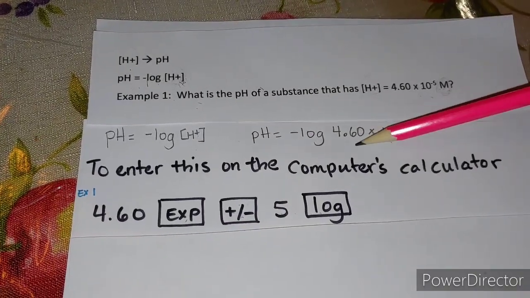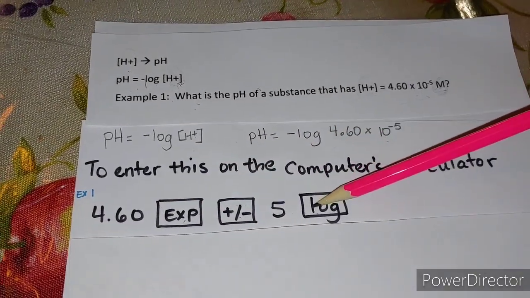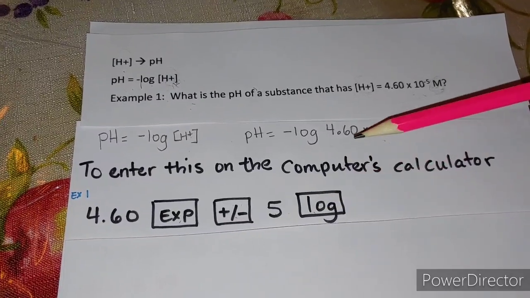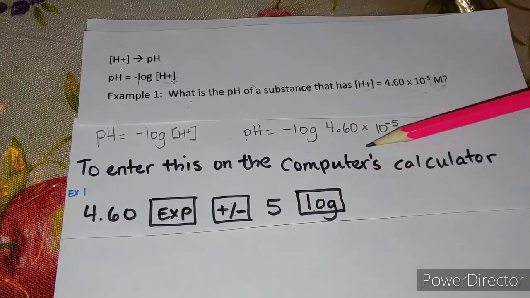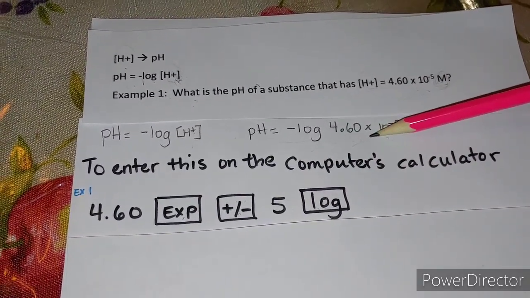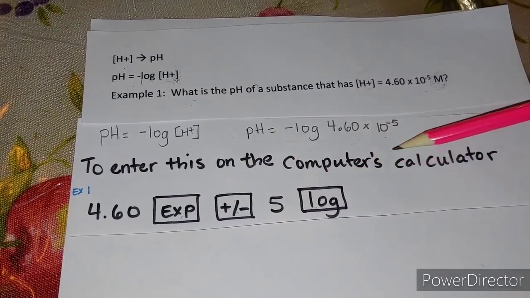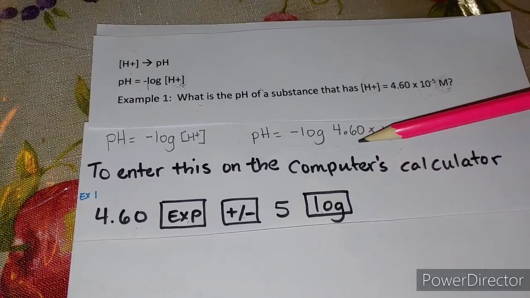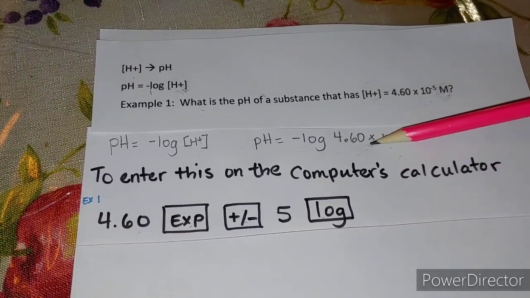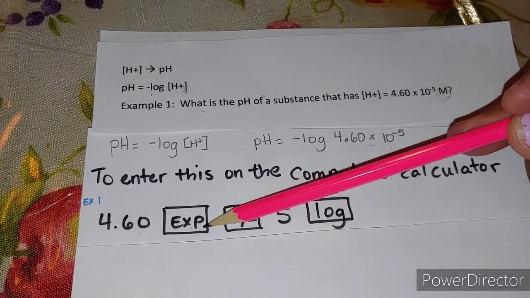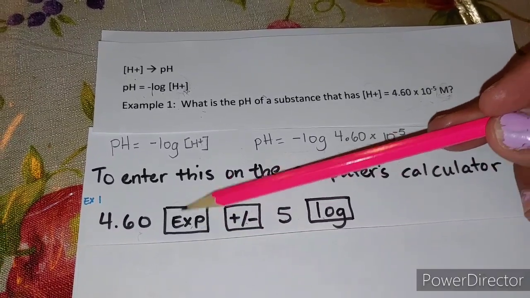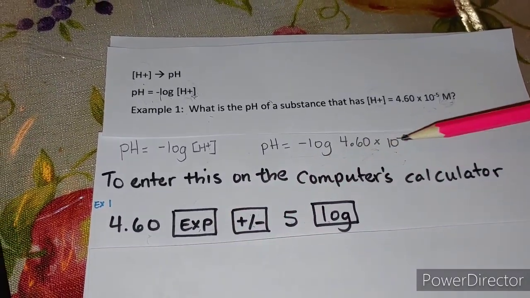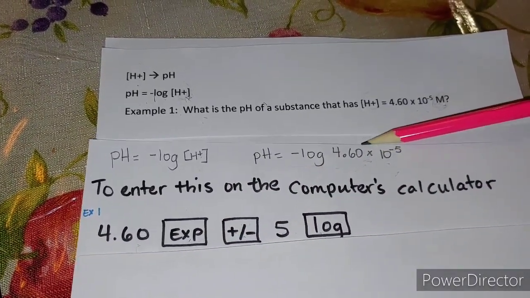To do this particular problem, you're going to notice that the way you enter it into the calculator looks nothing like the way it's written in the formula. Okay, if you notice, it's a little bit backwards. So the way you're going to start it is you're going to enter 4.60. Because this is times 10, there is a button on the calculator that says exponent. So you're going to press that button, and that's going to be the same as plugging in times 10.